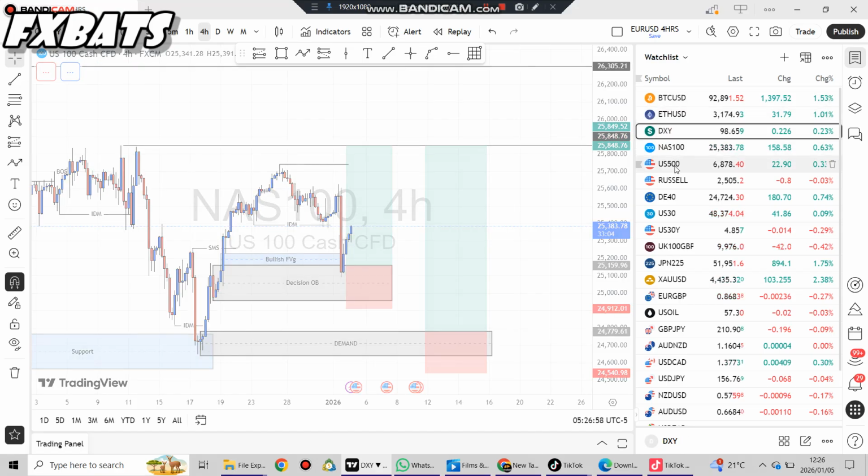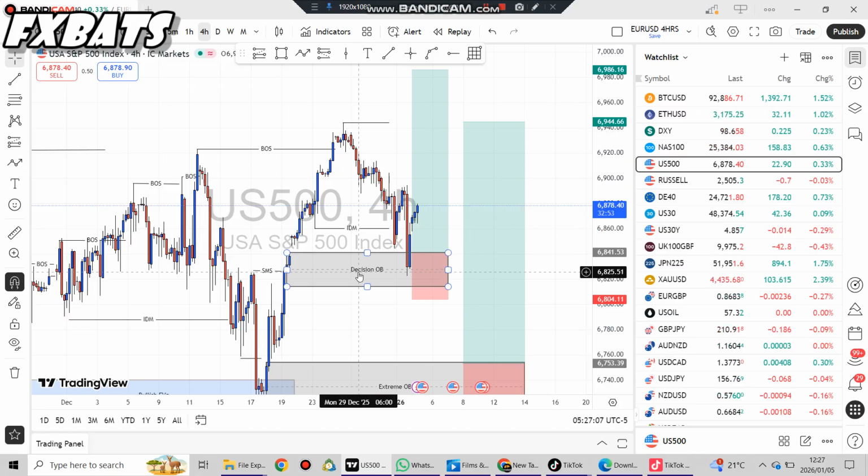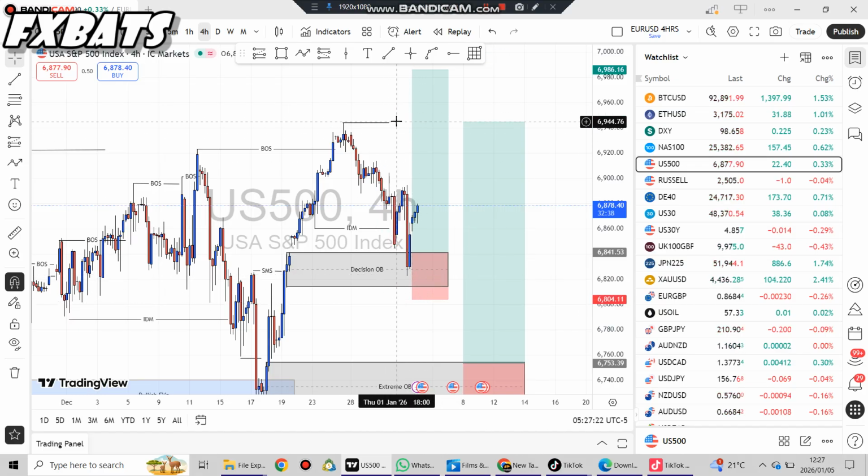If we talk about SP500, it has the same correlation with Nasdaq. SP500 is still reacting off of the decision order block. We're targeting this area, the first area to target. After taking out inducement, you can see it's targeting this area of buy side.